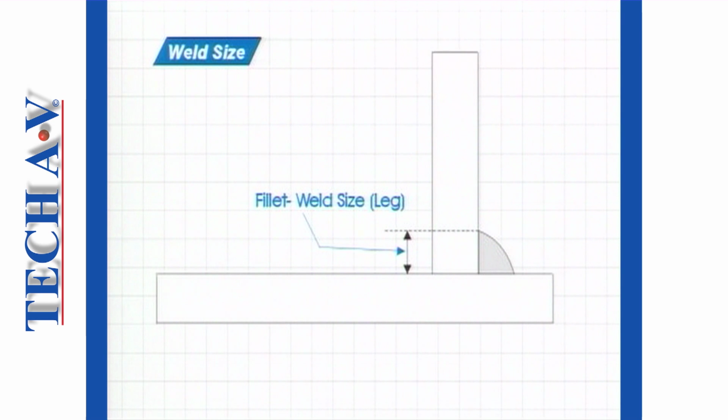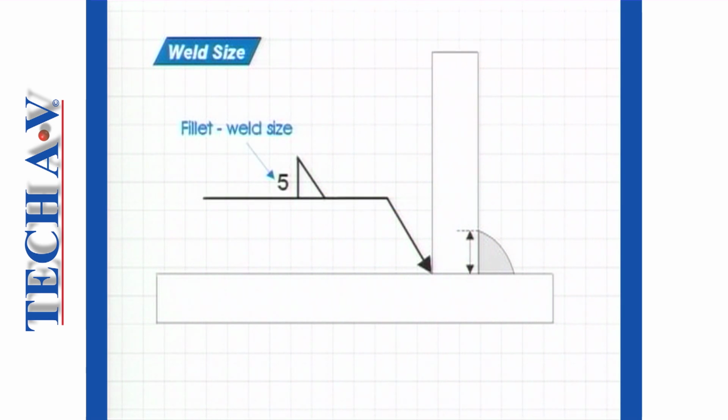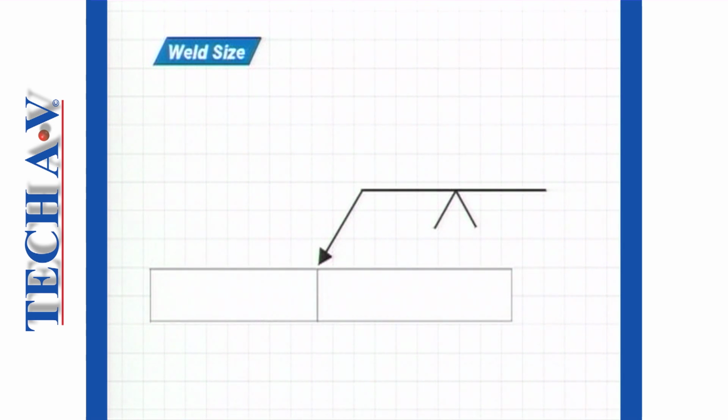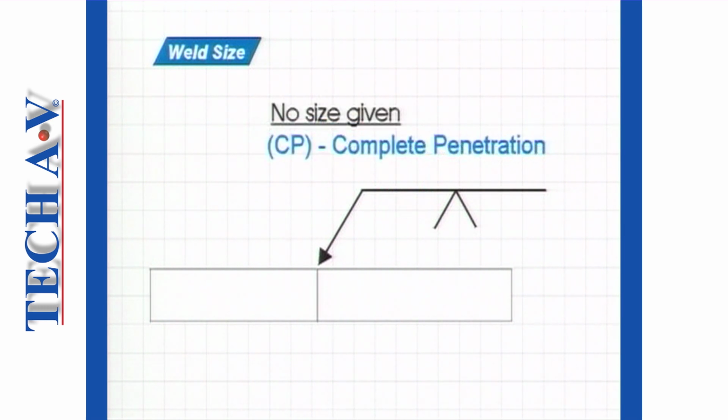When the size of a fillet weld is specified, this will be given to the left of the fillet weld symbol. When the size of a groove weld is specified, this is also given to the left of the groove symbol. However, this figure will appear in brackets. If a bevel or groove depth is also specified, then this will be given to the left of the bracketed groove weld size. If no size is given, then complete penetration must be applied to the weld.